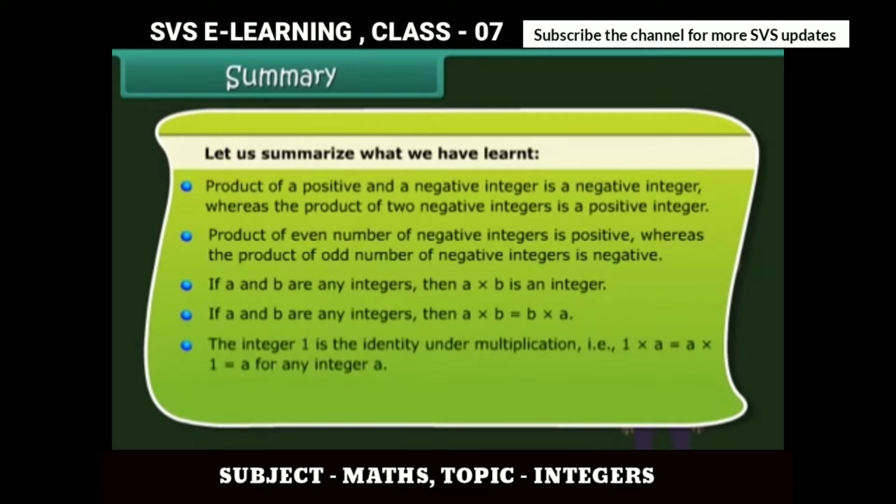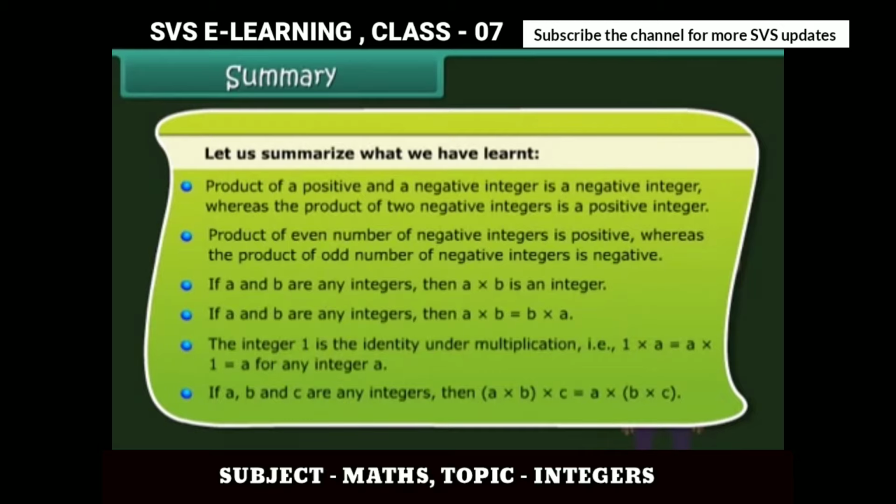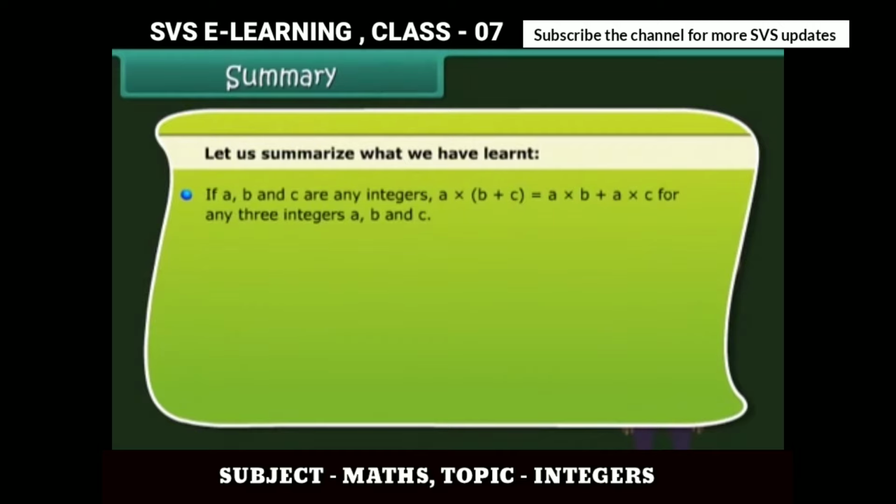The integer 1 is the identity under multiplication, that is, 1 × a = a × 1 = a for any integer a. If a, b and c are any integers, then (a × b) × c = a × (b × c). If a, b and c are any integers, a × (b + c) = a × b + a × c for any three integers a, b and c.